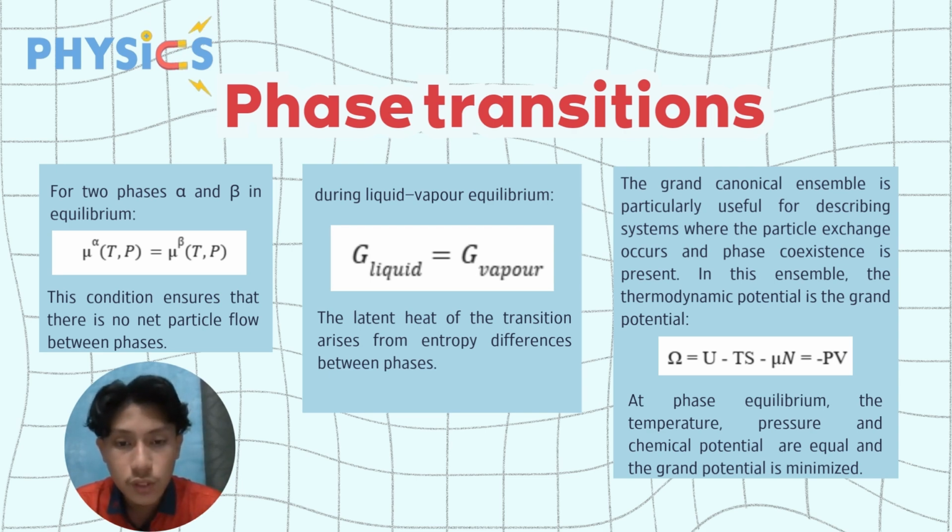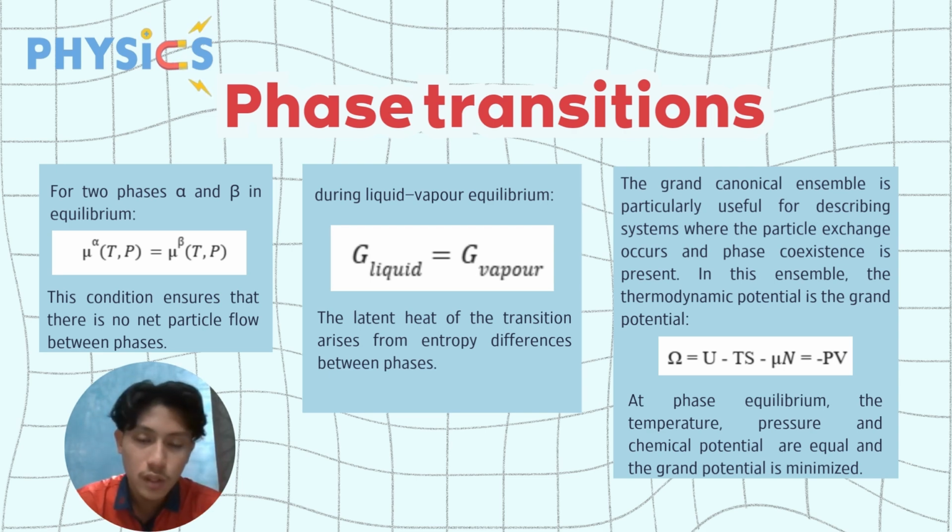The latent heat of the transition arises from the entropy difference between phases. And lastly, the grand canonical ensemble is particularly useful for describing systems where particle exchange occurs and phase coexistence is present. In this ensemble, the thermodynamic potential is the grand potential, so omega equals U minus TS minus mu N, equal to negative PV. At phase equilibrium, the temperature, pressure, and chemical potential are equal and the grand potential is minimized.